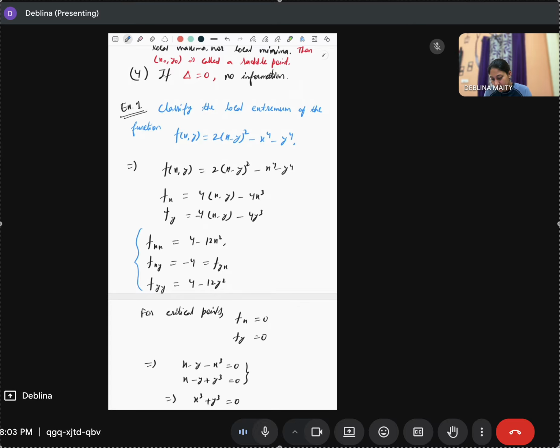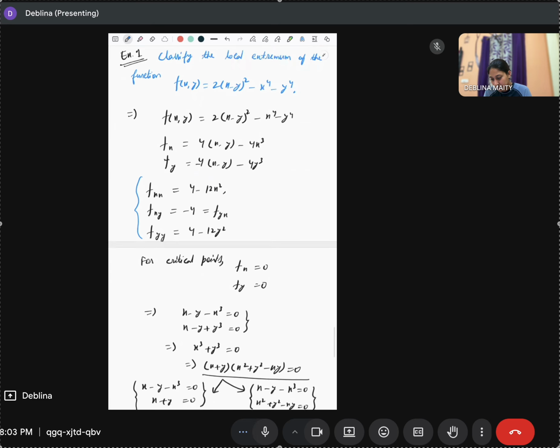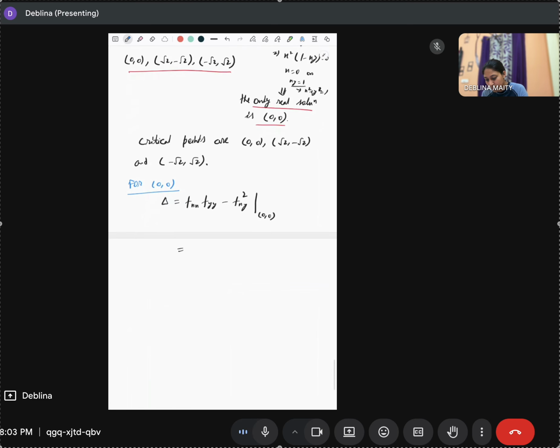We will get delta will be 0. So this will be 4 into 4 minus 4 square, which is 0, right? So it is undetermined. So we cannot say if this 0 0 is a local maxima or minima, right? We have to investigate further.